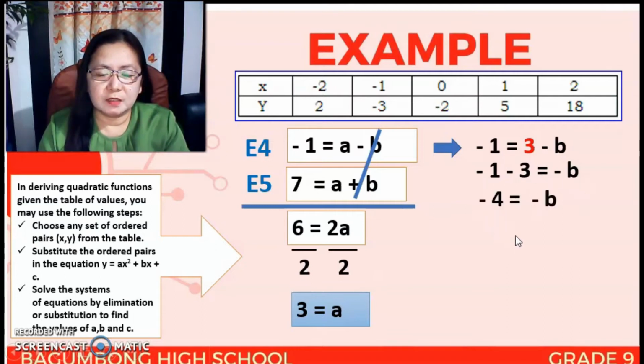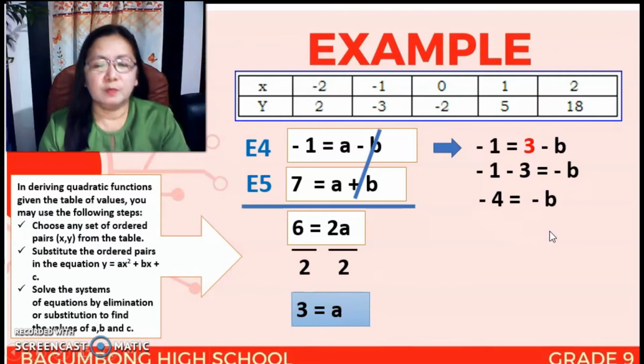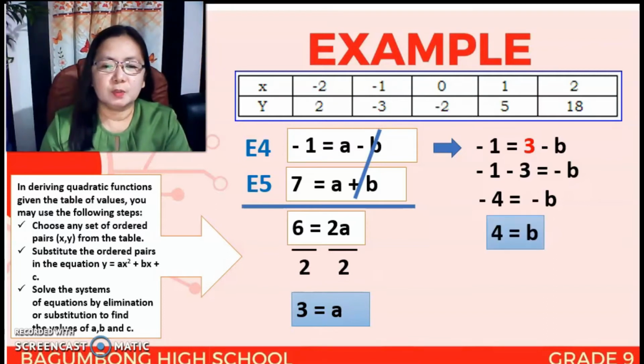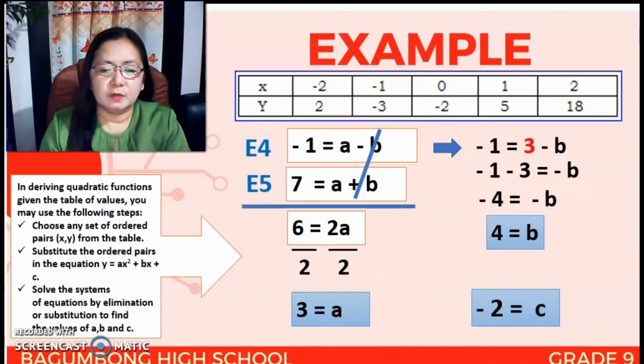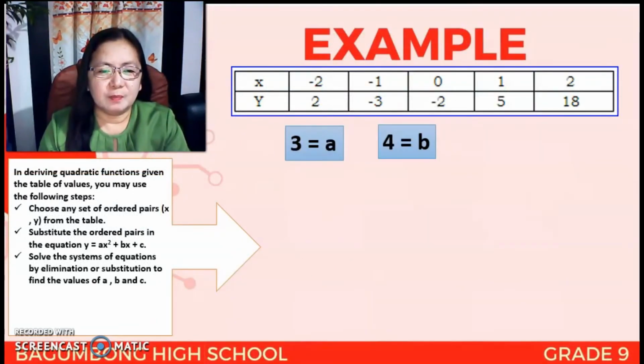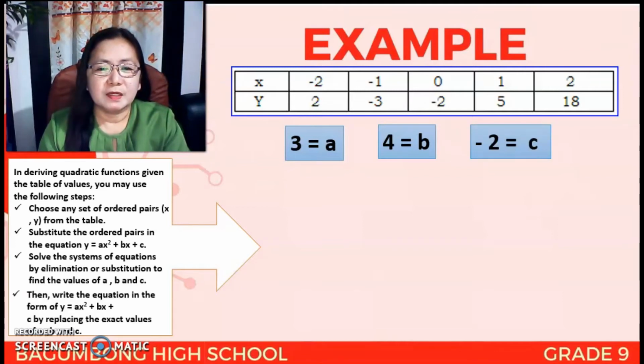Negative 1 minus 3 is negative 4, which is equal to negative b. Divide both sides of the equation by negative 1 to make the coefficient of b equal to positive 1. So, 4 is equal to b. You already have c is equal to negative 2. So, there you have it. We have 3 is equal to a, 4 is equal to b, and negative 2 is equal to c.